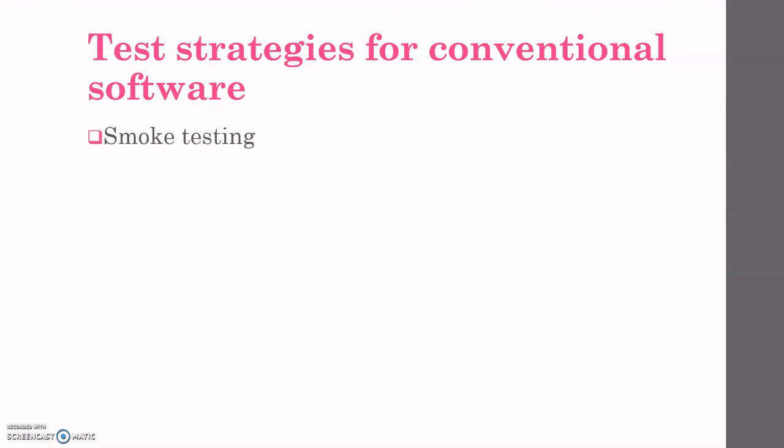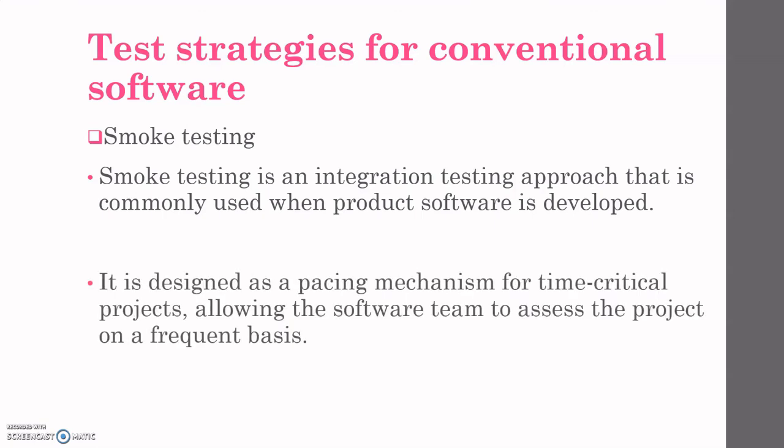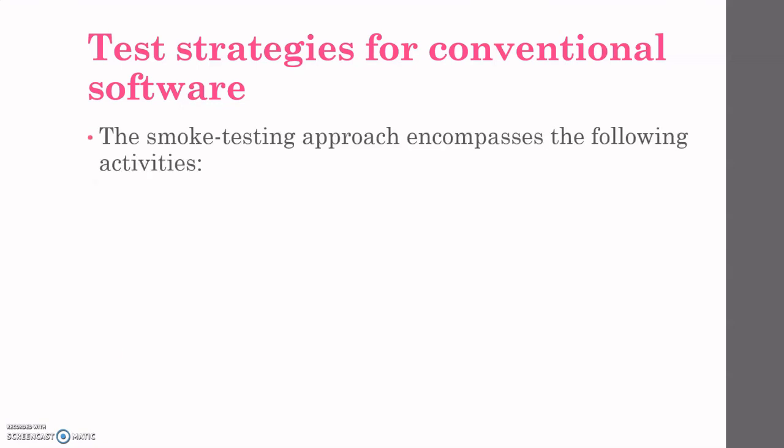We have the next one, that is a simple testing process, that is smoke testing. Smoke testing is an integration testing approach that is commonly used when product software is developed. So it is designed as a pacing mechanism for time-critical projects, allowing the software team to assess the project on a frequent basis. So after the product is developed only, we can perform smoke testing. Okay, and smoke testing is always performed by the software team on a frequent basis.